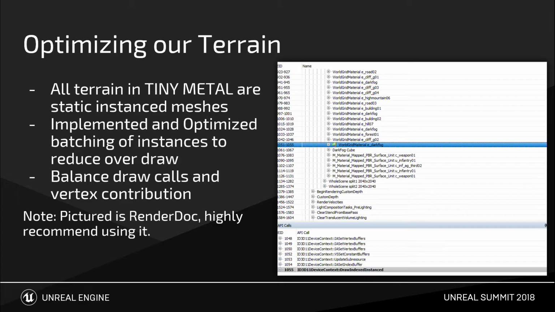Now, because from the very beginning I had used static instance meshes for all the terrain, we did not have a draw call issue. Our draw calls were always under our draw call target, which I can't talk about because of the NDA, but I would say that it's a number small enough that you could use it on a phone.